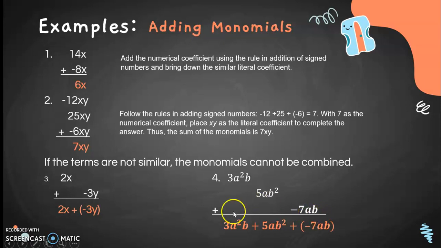So, we cannot combine them, because their literal coefficients are not the same. They must all look the same. Okay? Since we cannot combine, of course, we just simply copy it. So, the answer is 3a squared b plus 5ab squared plus negative 7ab. Okay? I hope you understand.